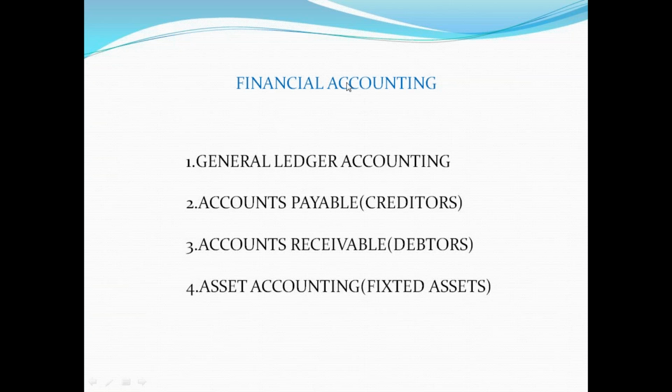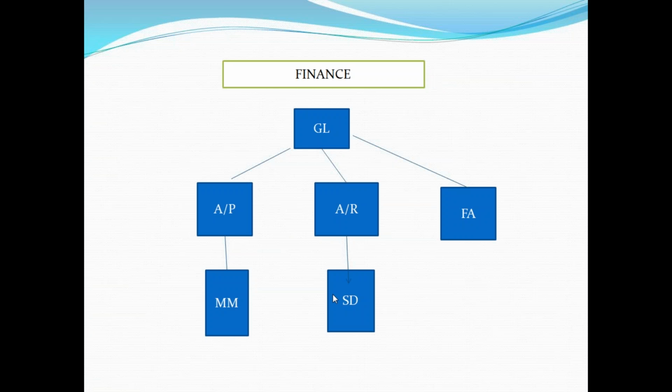And in the financial accounting module, we have the following sub-modules: general ledger accounting, accounts payable, accounts receivable, and asset accounting. So GL, general ledger accounting, accounts payable, receivables, fixed assets. So what is the GL module? Here, it records all the transactions.